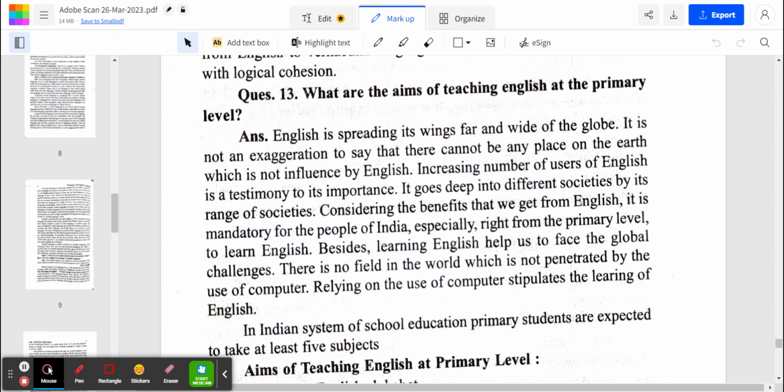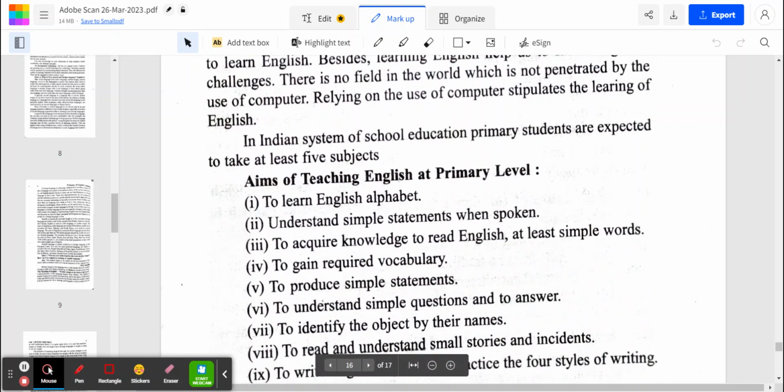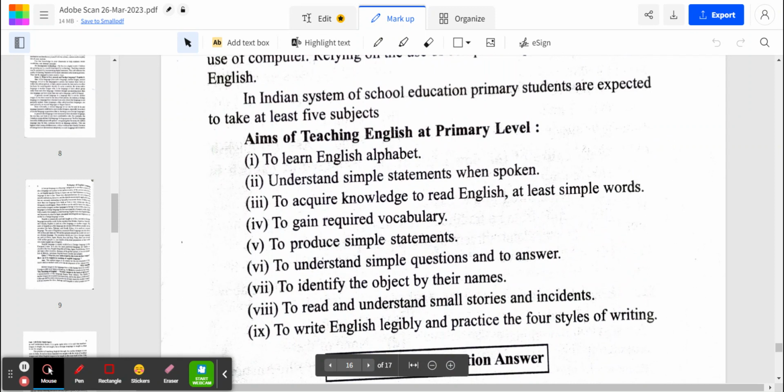In the Indian system of education, primary students are expected to take at least five subjects. The aims of English at the primary level are to understand simple statements when spoken, to read at least some simple words, to acquire vocabulary, to produce simple sentences, to understand simple questions and answer them, to identify objects by their names, to read and understand small stories and incidents, to write English legibly, and to practice the four styles of writing.